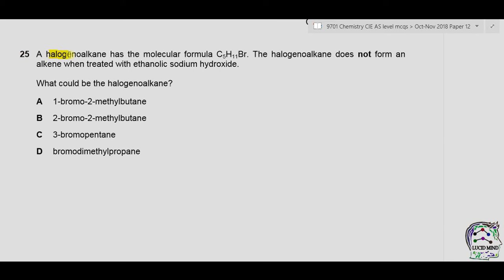Question 25. A halogenoalkane has the molecular formula C5H11Br. The halogenoalkane does not form an alkene when treated with ethanolic sodium hydroxide. What could be the halogenoalkane? We can draw the structures of each compound given. A is 1-bromo-2-methyl-butane, as it is butane, so we have 4 carbon atoms in the long chain. On first carbon atom we have bromine, and on second carbon atom we have methyl functional group. Rest are the hydrogen atoms.